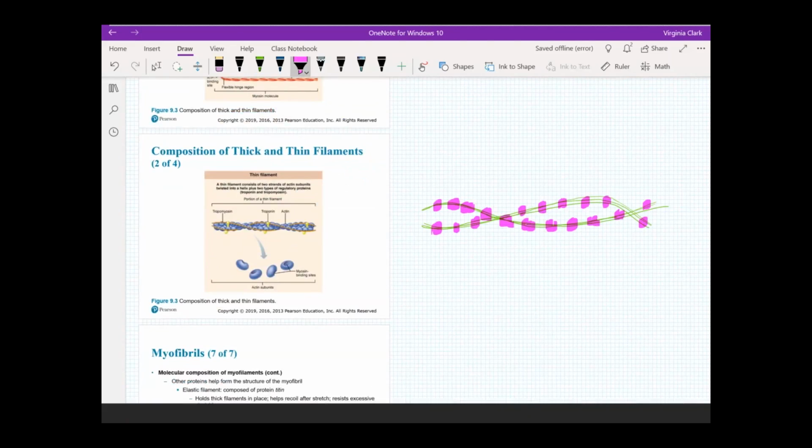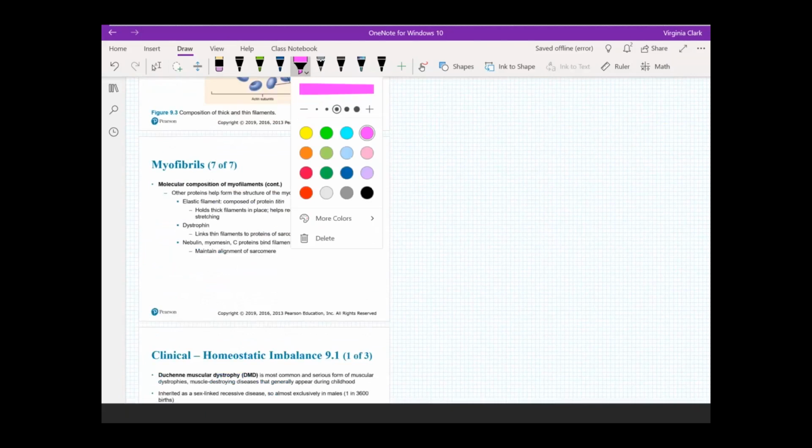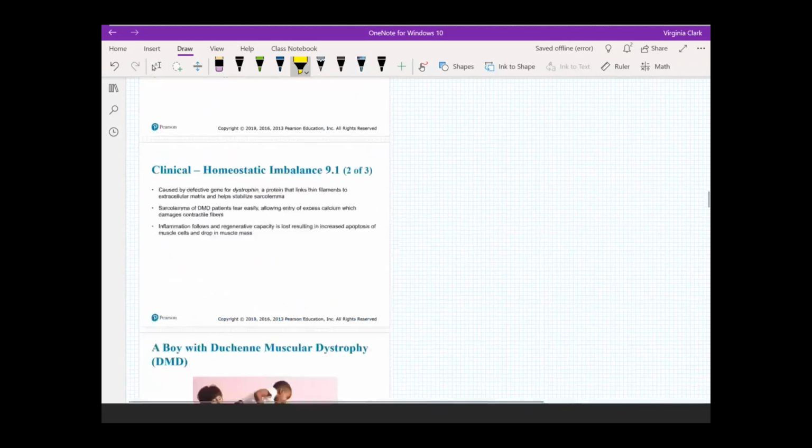When we put these together, we're going to have tropomyosin, our actin, our myosin, and our sarcomere all put together into the same concept. At the very bottom of this molecular composition of myofilaments, the only other protein I really want you to focus on is titin. This is involved with our thick filaments. It's going to hold it in place. So that's something I want you to notice.